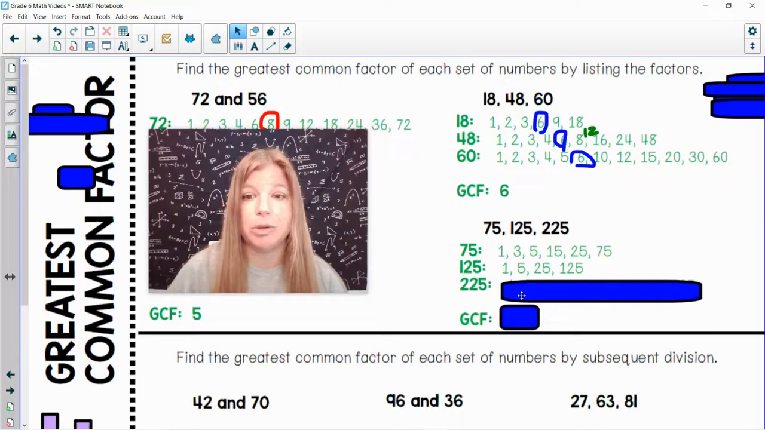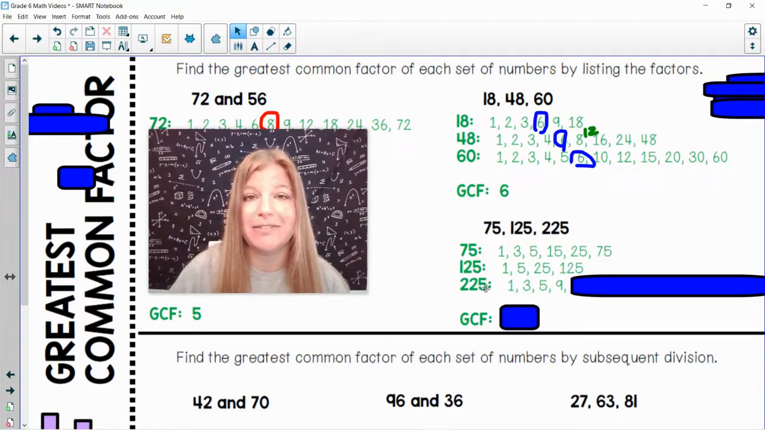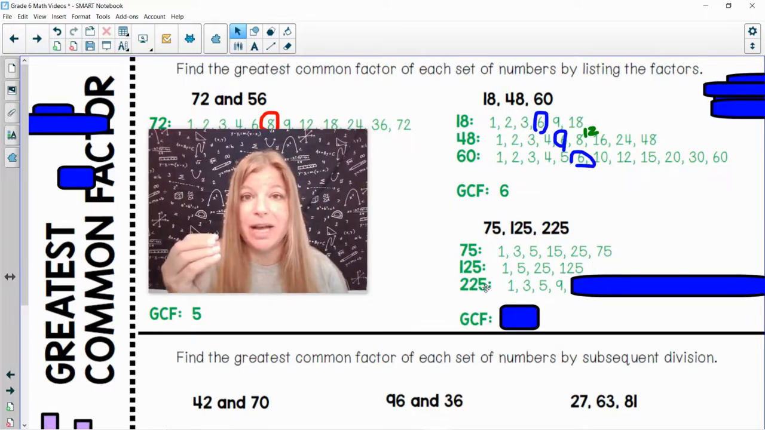And then how about 225? Okay, so there's a little bit more here. 1, 3, because 3 times 75 would be 225. 5, 9 also goes into it because 2 plus 2 plus 5 is 9. And the divisibility rule for 9 is anything that has a sum of 9 or a multiple of 9 is divisible by 9.